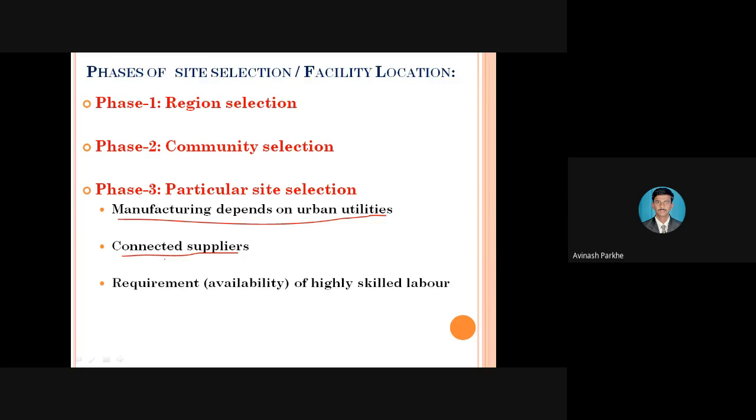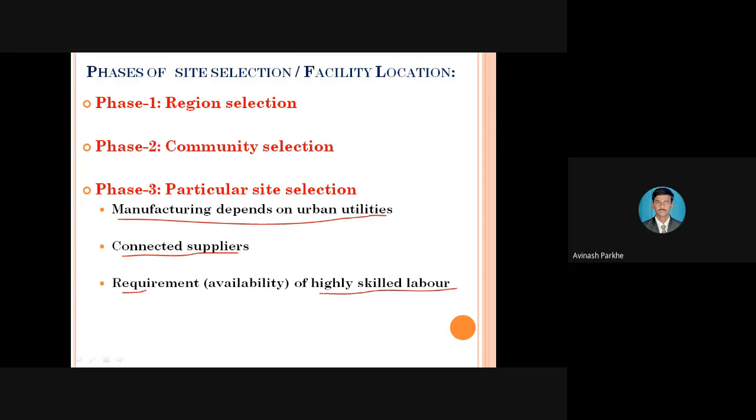So like that, so many suppliers are there, but all the suppliers should be connected with each other, so you will get that particular facility immediately. And the third important thing is the requirement and availability of high-skilled labor. Two important things are there, unskilled labor and skilled labor. Unskilled labor we sometimes use for transportation purposes, to take the raw material from one location, keep it at another location, then to handle the material handling equipment, like that.